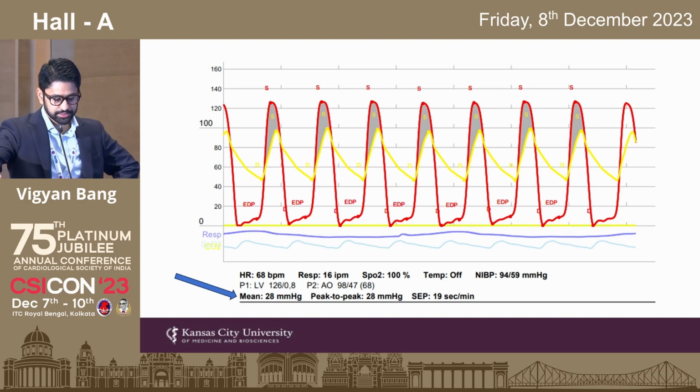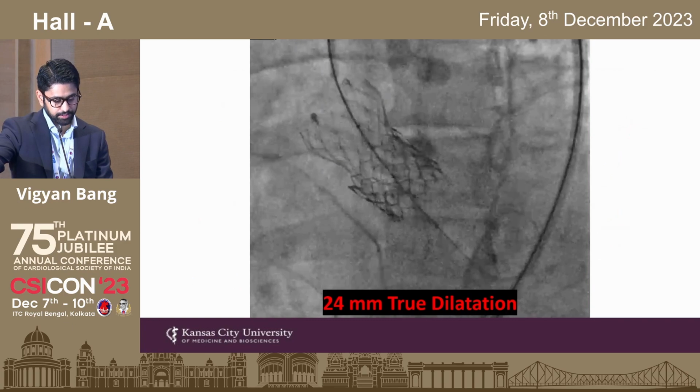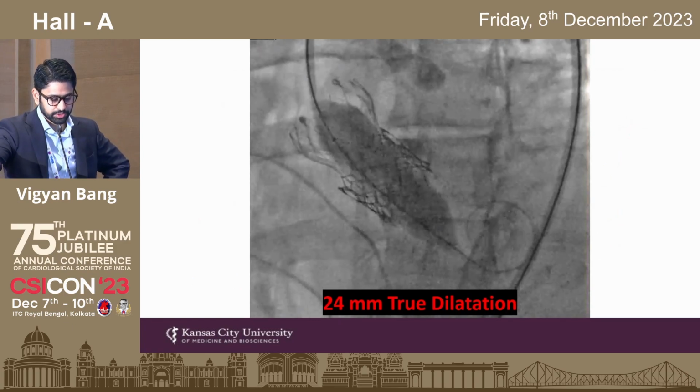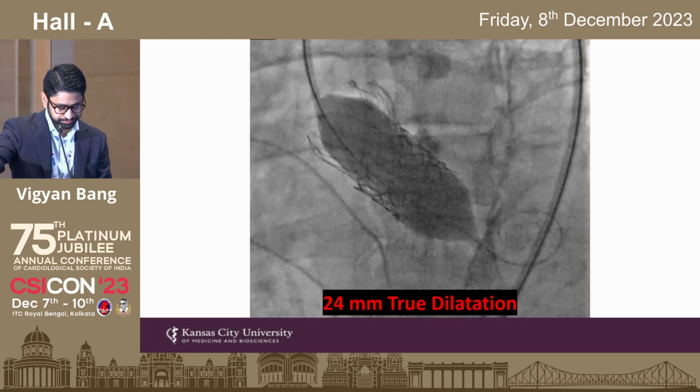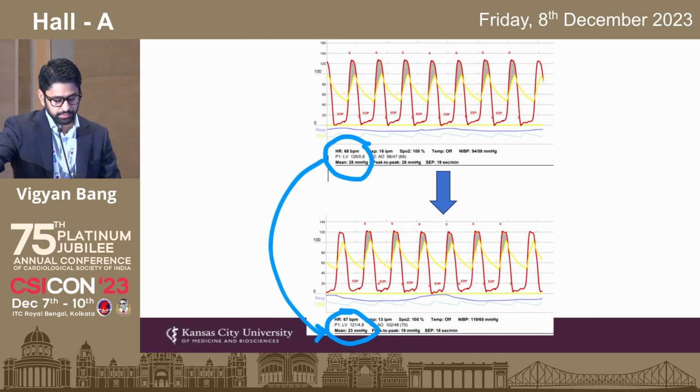This was the baseline gradients at that time. It was consistent with the gradients we got during the echo, a mean gradient of 28 millimeters of mercury. And we post-dilated this valve with a 24 millimeter TRUE Dilatation balloon. There was an improvement in the gradients. It improved from 28 to 23.